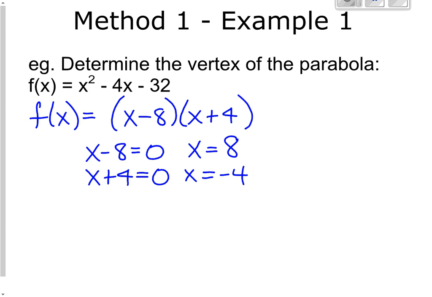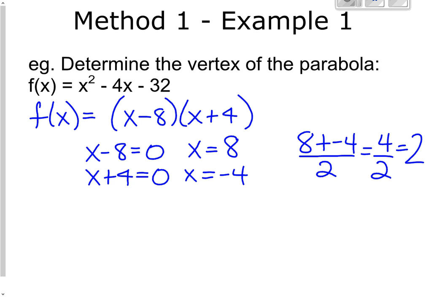All right, now that we have our zeros, we need to find the midpoint between them. So I'm going to add those two zeros together and then divide by 2, which gives me 4 over 2, which is just 2. So that's the x-coordinate of my vertex. I need the y-coordinate of my vertex.